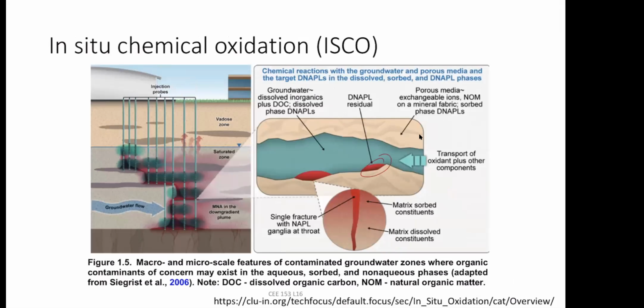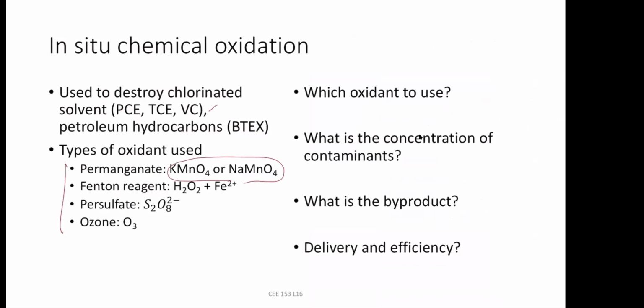Some of the example compounds usually removed by these oxidants are PCE, TCE, vinyl chlorides, and petroleum hydrocarbons. And the types of oxidants that can be used are these. The most popular is permanganate. Again, the reason is it's water soluble and also not so reactive that it will be taken up by soil. Persulfate is more reactive than KMnO4, so there are places where this can be used.